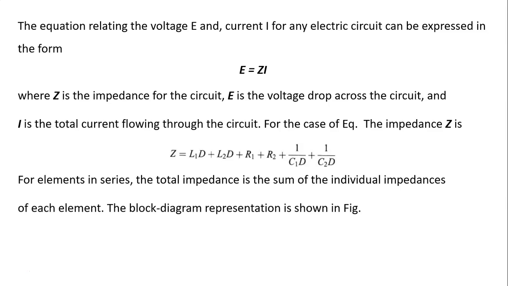Therefore, for elements in series, total impedance is the sum of the individual impedances of each element. The block diagram representation is shown in figure, that is E into 1 upon Z is equal to I. Remember, for series elements, the total impedance is the sum of the individual impedances of each element, because we are going to use this while solving the problem.